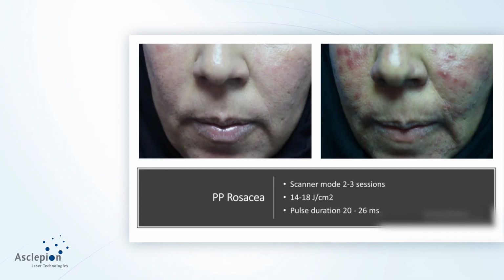This case of rosacea received 3 sessions. We started at 14 J, increased to 16 in the second session, and 18 in the last session, and the complete improvement occurred after 3 sessions. The result in rosacea, like the result in facial erythema and acne, occurs after only 2 to 3 sessions. It occurs within a short time, 1.5 months, and we should see complete clearance of the lesions. Also, for rosacea, we select a short pulse duration, from 20 to 20 milliseconds.